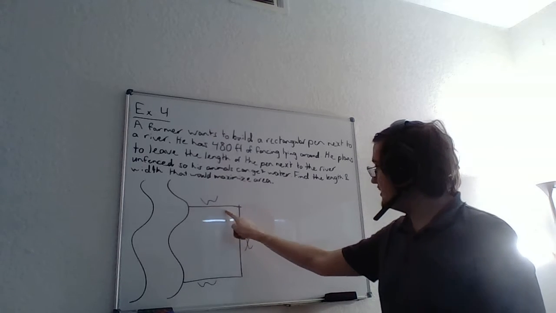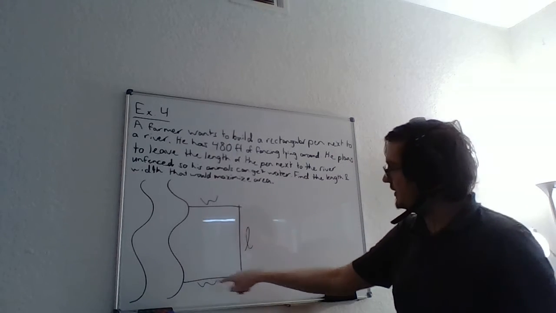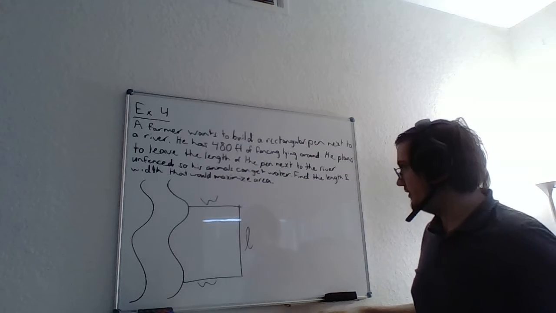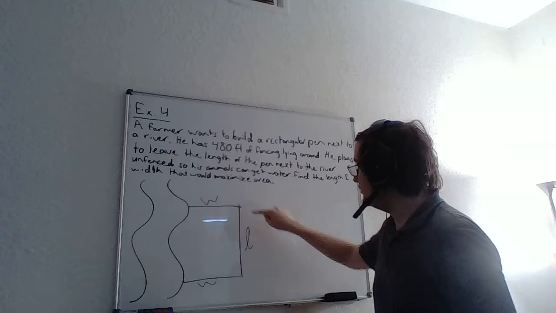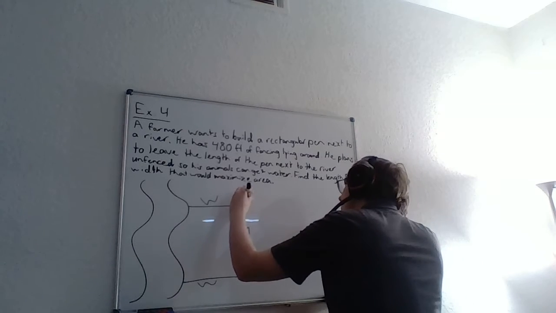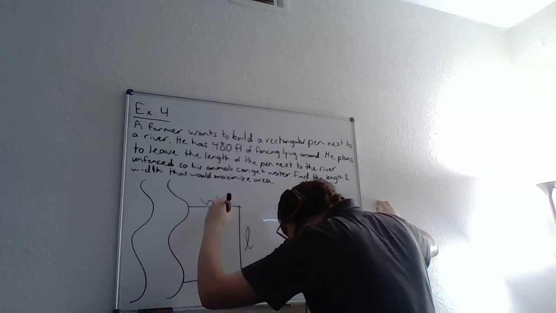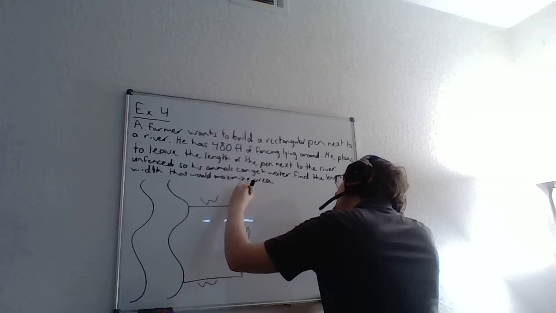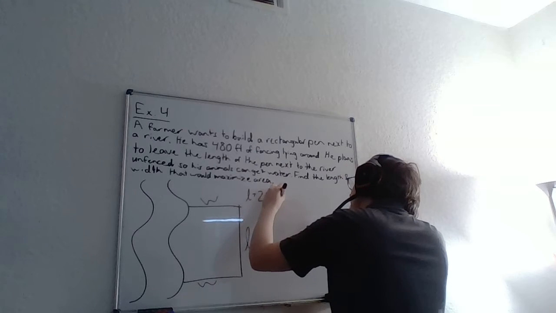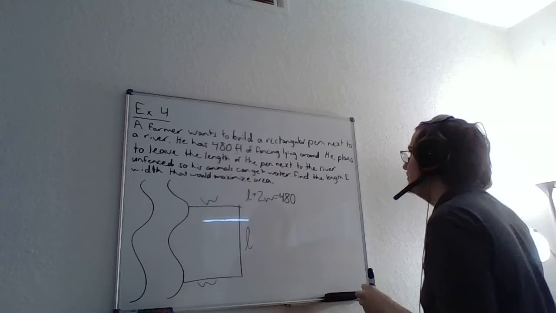So this length all the way around this fence, the perimeter, if you will, is going to be 480 feet. So what that means is that the sum of all of these is going to be 480. So we have the length, we have the length plus 2 widths, right? 1, 2, is equal to 480. That's what that's telling us.